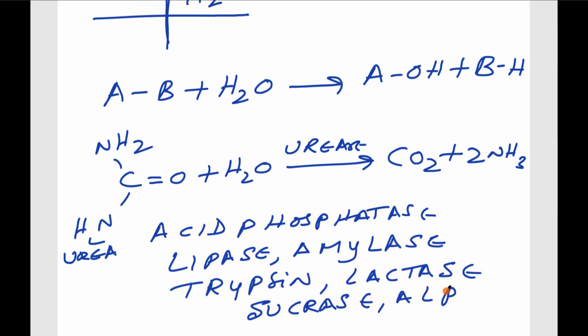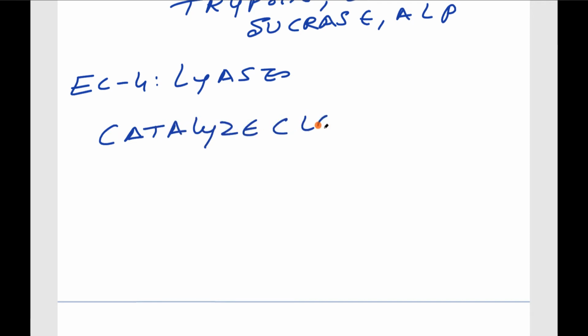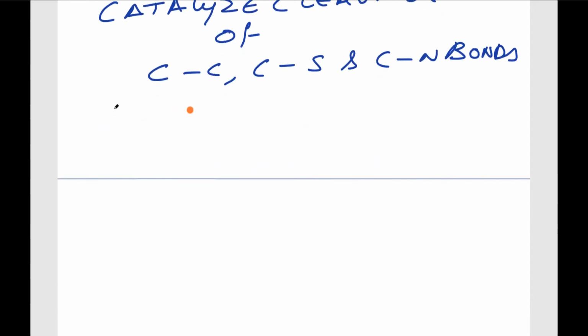Let us take up the next one, that is EC4. What are these enzymes? Lyases. They catalyze cleavage of CC, CS and CN bonds. What is the difference between hydrolases and these lyases? Here there is no water involved. Let us see how this reaction is taking place.